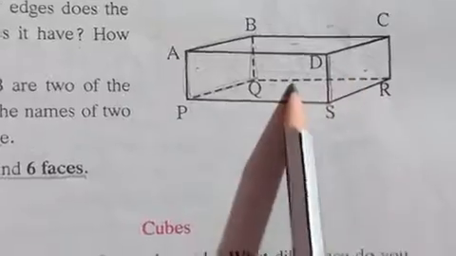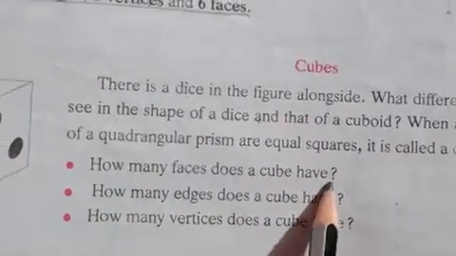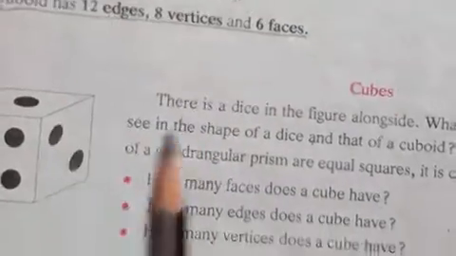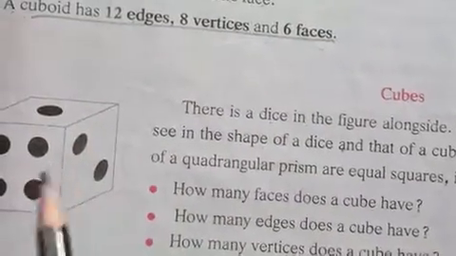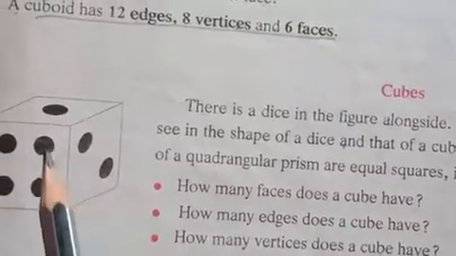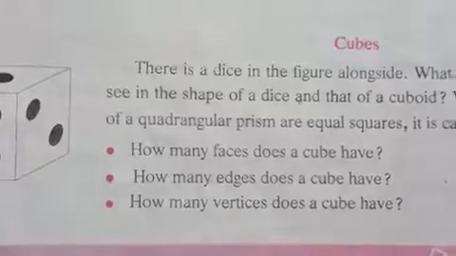Now this is also rectangular. Are all the sides equal? No. But here in a dice, all the sides are equal. So it is called a cube. How many faces does a cube have? Similar answer: 6 faces, 8 vertices and 12 edges. It is similar, only all the sides are what? Equal. Clear everybody? Okay.